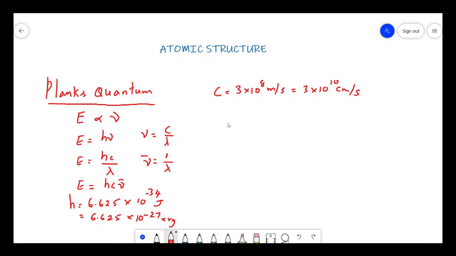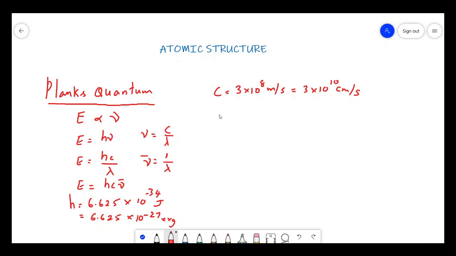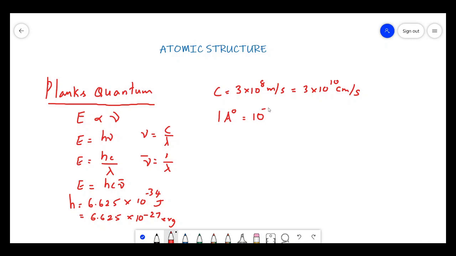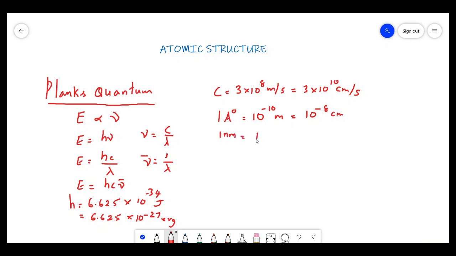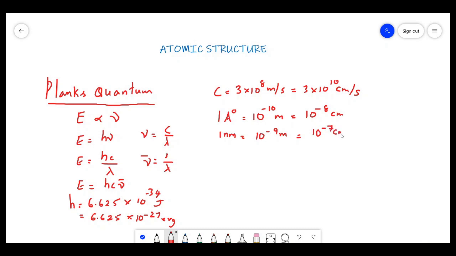And next, wavelength will be given in angstroms or nanometers. So we must know how to convert nanometers into meters and centimeters. If 1 angstrom is given, then this is equal to 10 to the power of minus 10 meters, or 10 to the power of minus 8 centimeters. In the same way, 1 nanometer is 10 to the power of minus 9 meters, which is also equal to 10 to the power of minus 7 centimeters.